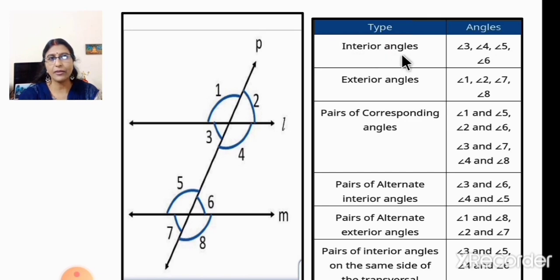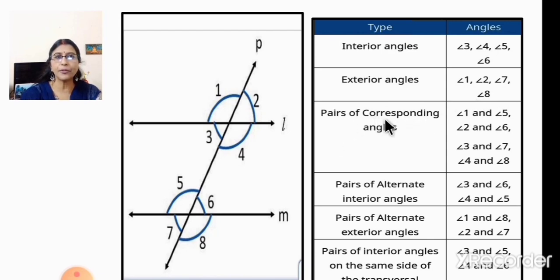Interior angles are formed. Here you can see angle 3, angle 4, angle 5, angle 6. These are interior angles as they have formed inside the lines, these two lines L and M. So they are interior angles. Then exterior angles are angle 1, angle 2, angle 7 and angle 8, which are on the exterior side of the lines. So it's written here angle 1, angle 2, angle 7 and angle 8.